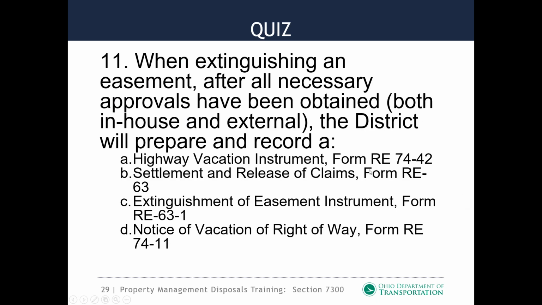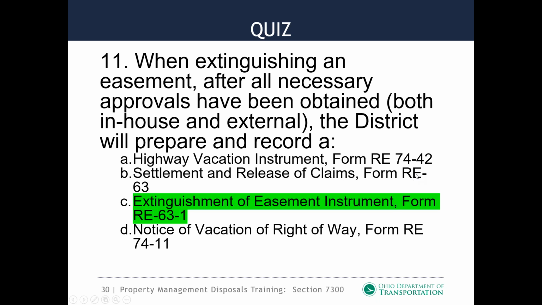Number 11, when extinguishing an easement after all necessary approvals have been obtained, both in-house and external, the district will prepare and record a... C has come in a couple of times. Yep, everybody's saying C. C is correct. You would fill out the Extinguishment of Easement Instrument, Form RE 63-1.